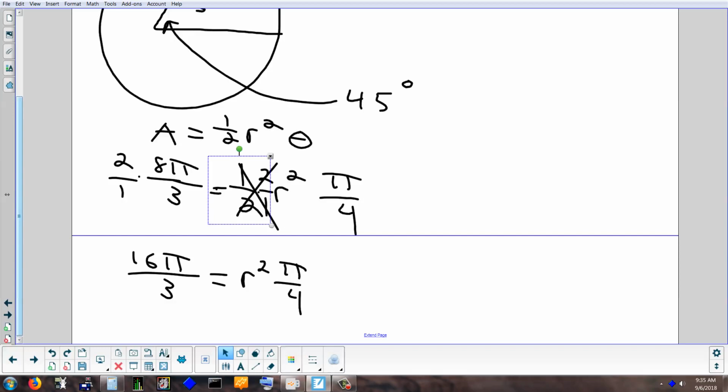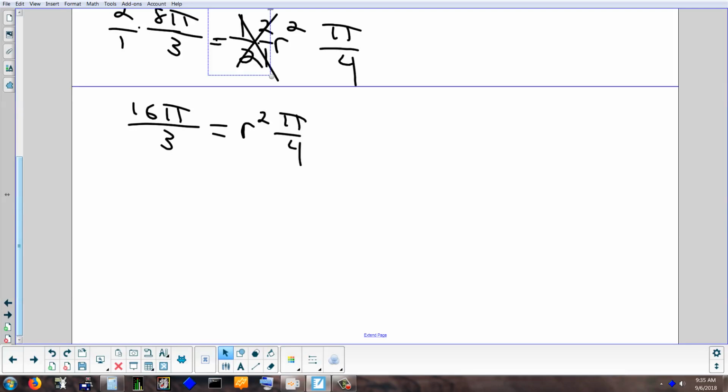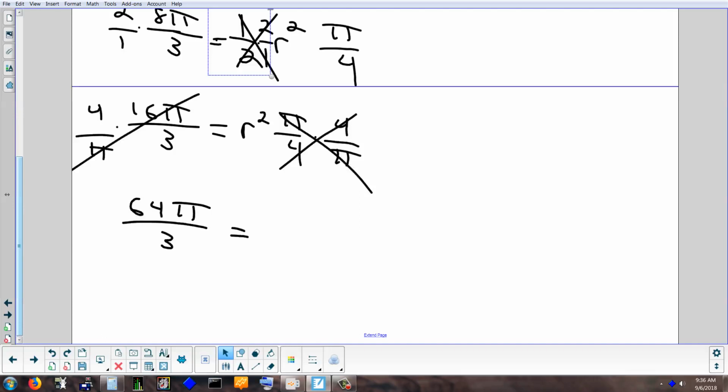Okay, so now we have to get the pi over 4 on the other side. What could I multiply both sides by to do that? 4 over pi. And 4 over pi on the left. The pi's cancel, the 4's cancel. So a lot of stuff just canceled out. Now we've got 4 times 16, which is 64, over 3 equals r squared. I thought the pi's canceled. Yes, thank you, pi is canceled. That's what I said, and I didn't write it.